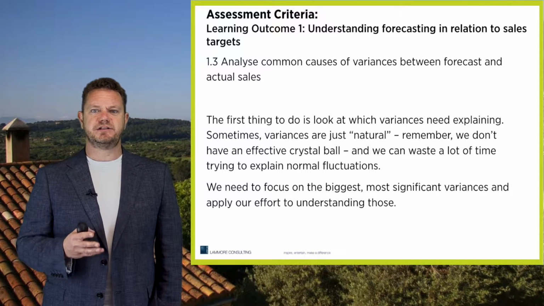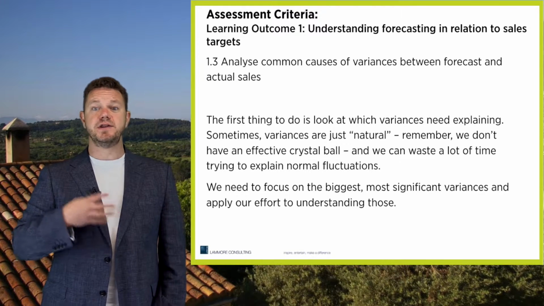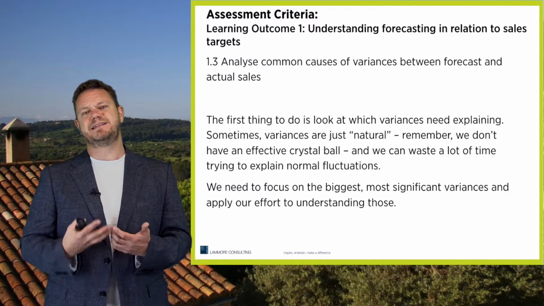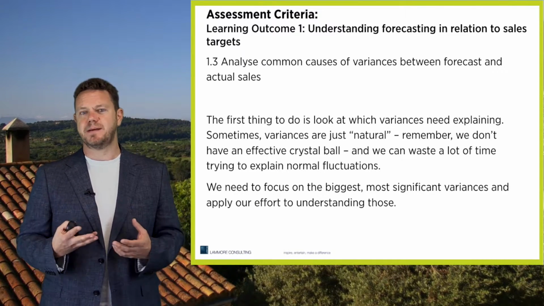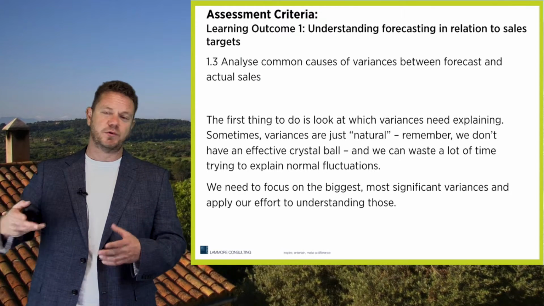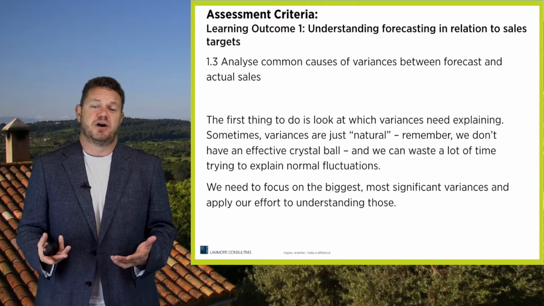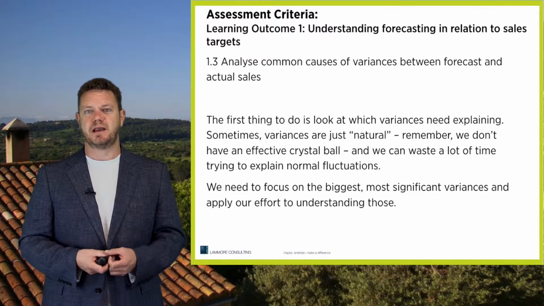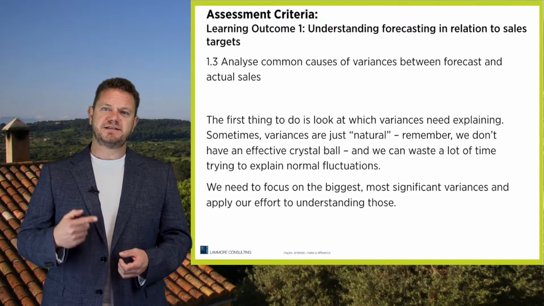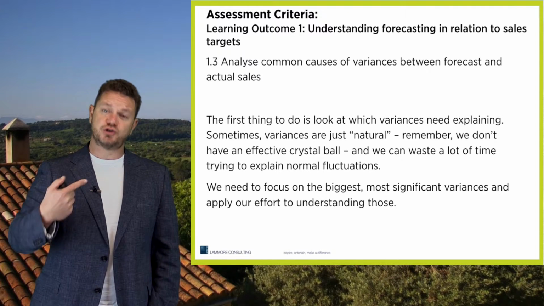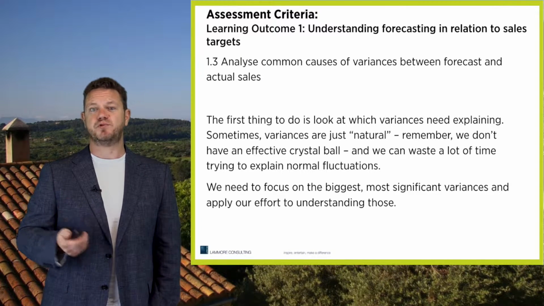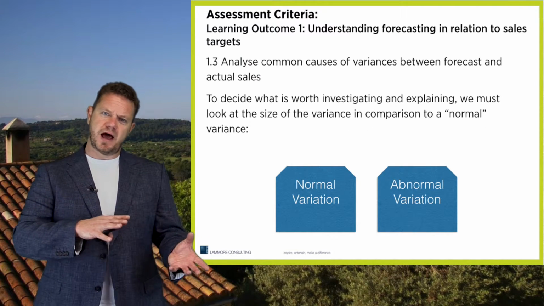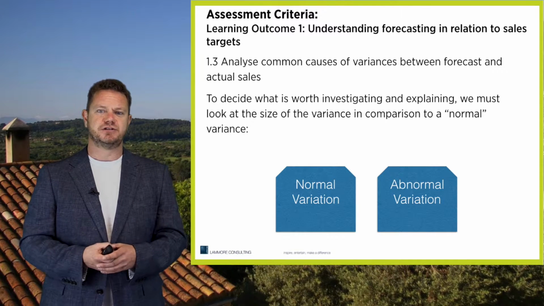So the first thing that we need to look at is which variances are natural variances, because we can't predict perfectly, and which are things that were really significant that we should have been able to predict. There is some fluctuation that will always happen in pretty much any market, and there's not a lot we can do about that. We need to accept the fact that our forecasts are going to be slightly out from time to time. But for the big things, are they things that we could have or should have predicted, or are they genuinely unpredictable events, or were they unpredictable when they happened? So let's split those normal variations and those abnormal variations out.